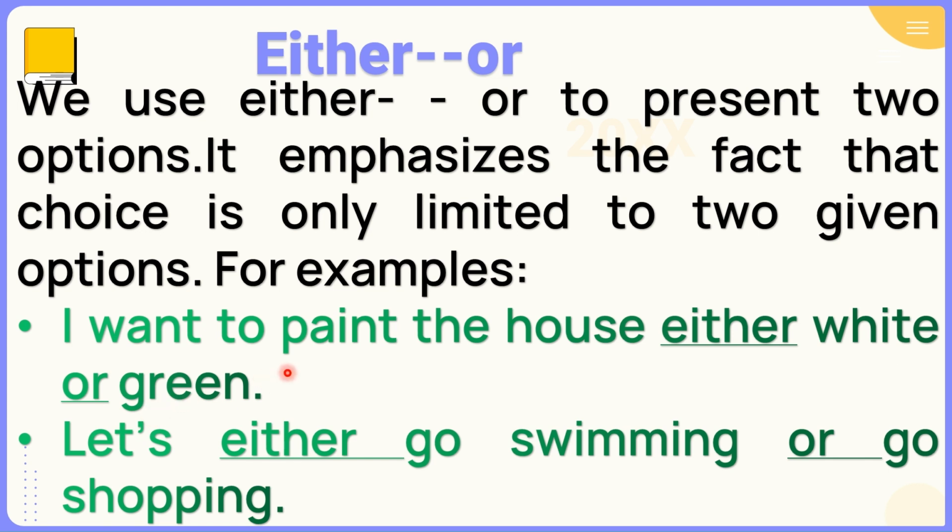So one thing you need to remember, the correlative conjunction either or joins words, phrases, or clauses to each other. So white or green are two words. Let's either go swimming or go shopping. Go swimming and go shopping are two phrases. So let's see some more examples.